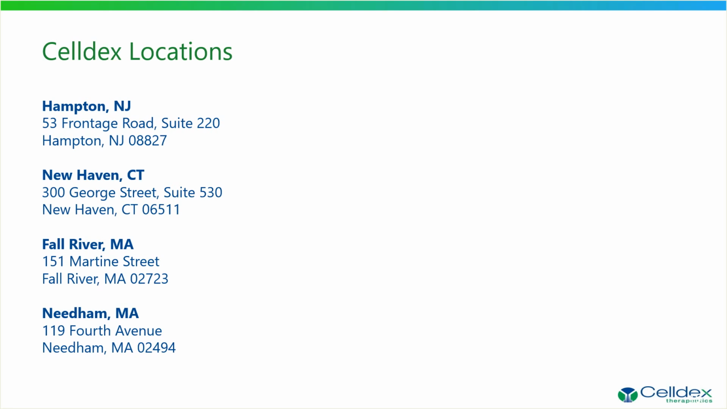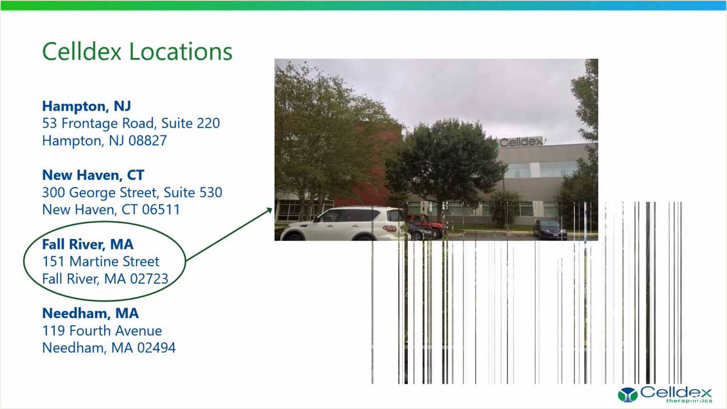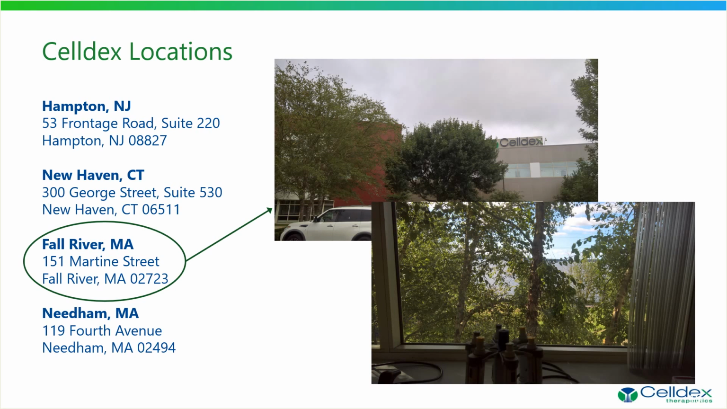Celldex operates at several locations in the Northeast United States. Shannon and I are at the Fall River site, at a building with a lovely view of a pond in the back, as seen here through one of the lab windows.